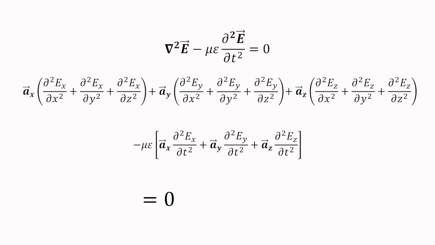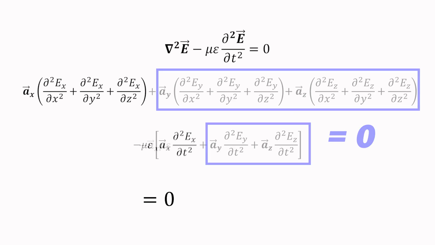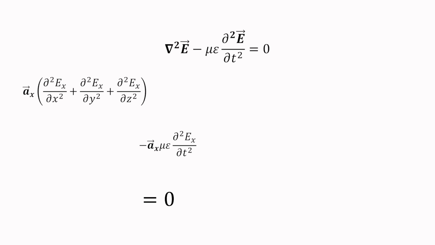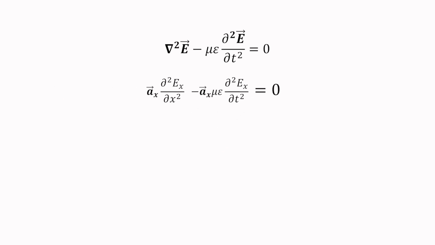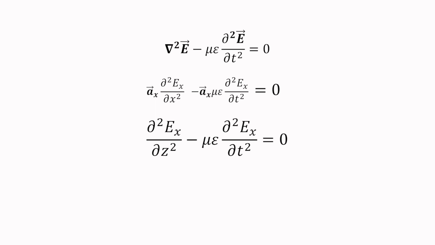This allows us to simplify our three-dimensional differential equation for electric field by setting all of the y and z terms to 0. We can simplify further by also setting the spatial derivative terms in the y and z directions to 0. This gives us this much simpler differential equation in a single dimension for the component E sub x.